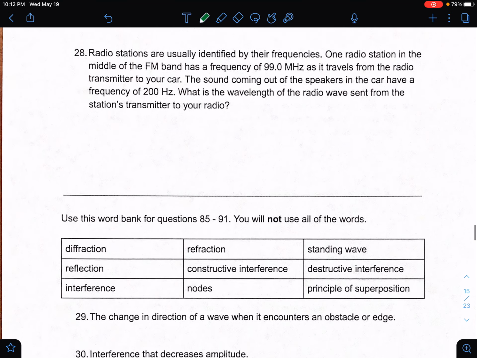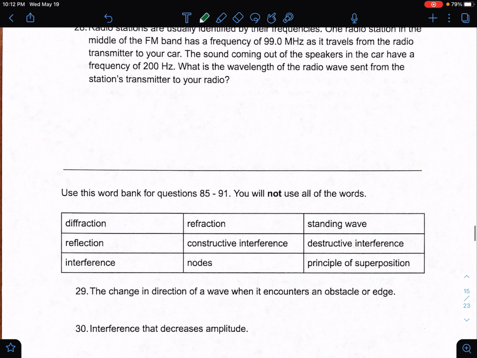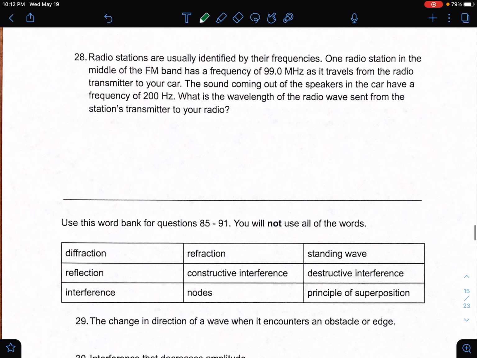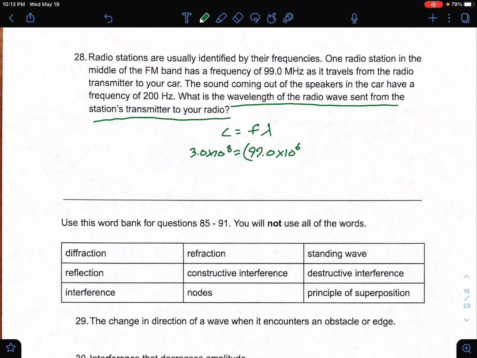Okay, 28, same question. But now it asks, what is the wavelength of the radio wave sent from the transmitter to your radio? Okay, so now I'm actually doing that EMR side. So this is where you do c equals frequency times wavelength. So it's going to be 3.0 times 10 to the 8th equals my frequency, which was 99.0 times 10 to the 6th. And wavelength, I'm going to leave as upside down y.